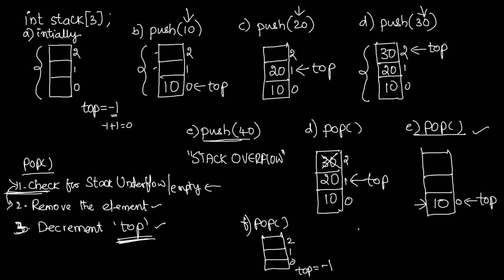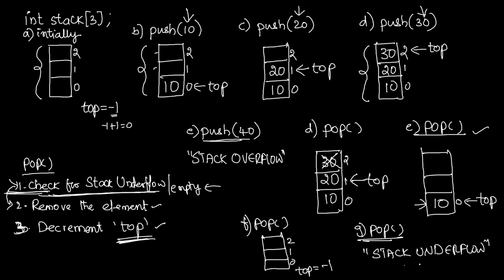Now if you again perform the pop operation, now you have a problem. The problem is there are no elements in the stack. So at the first step, you will get the problem. Because the stack is empty, it leads to an error situation called stack underflow. The stack underflow will be printed. So in the examination, you have to draw all these figures one by one, then only you will get full marks.